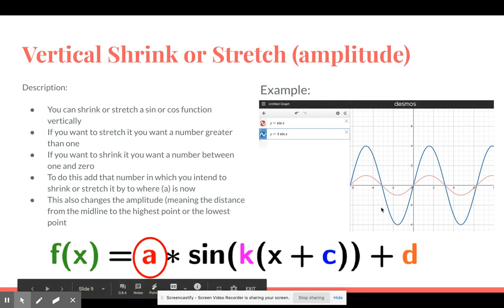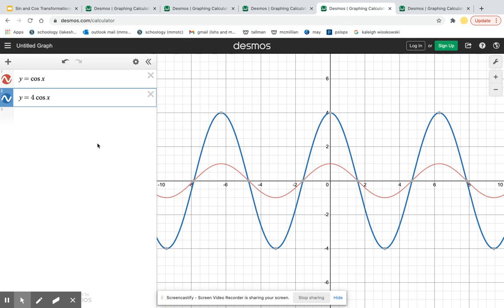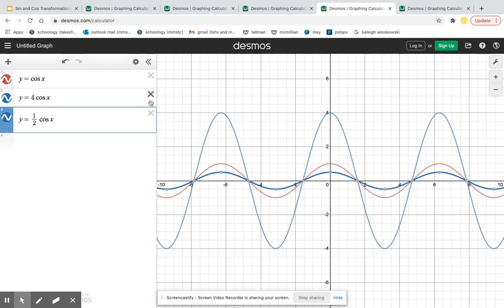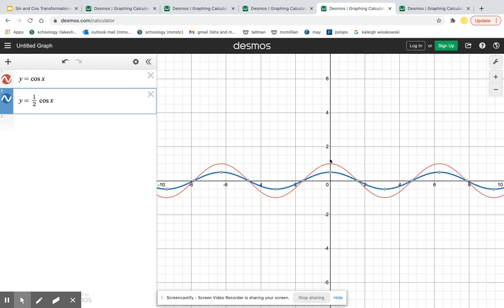So this is an example in decimals. As you can see, this is your classic cosine function, or your parent function. And then if I added this 4 in front of the cosine x, it stretches it vertically by a factor of 4. So it gets longer. So let's say I wanted to shrink it, meaning it gets shorter. If you want it shrunk, you need a decimal. So let's do 1/2 cosine x. And as you can see, it then shrinks it vertically.